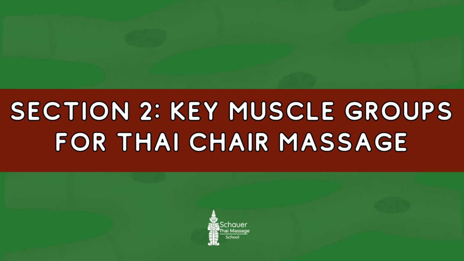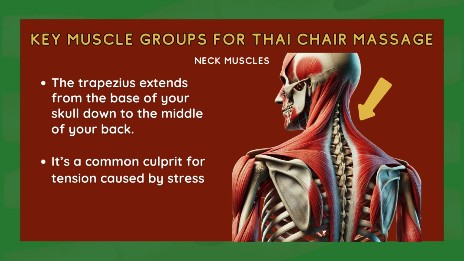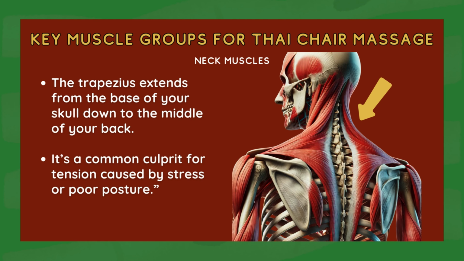Section 2. Key muscle groups for Thai chair massage. Let's dive into the key muscles involved in Thai chair massage. Neck muscles. The trapezius extends from the base of your skull down to the middle of your back. It's a common culprit for tension caused by stress or poor posture.